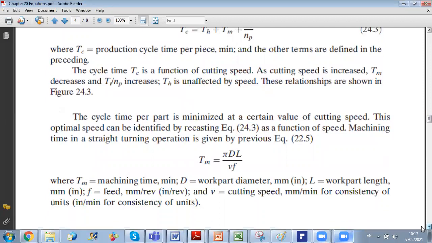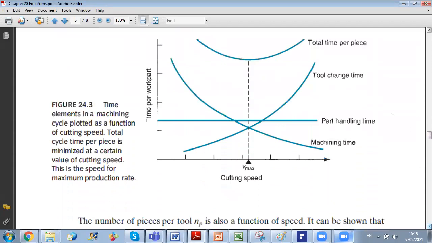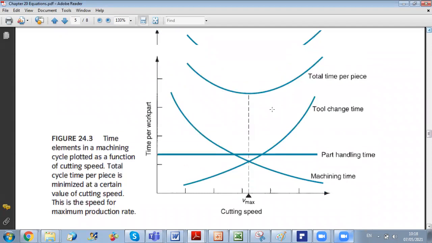Now, concerning the tool change time, we will also see together how it can be related to the cutting speed. So let us look at this figure and do some analysis. First, all three times are represented here. The part handling time, which is constant and independent of the cutting speed. We have the machining time that decreases with increasing speed, and we have the tool change time that will increase with the cutting speed.